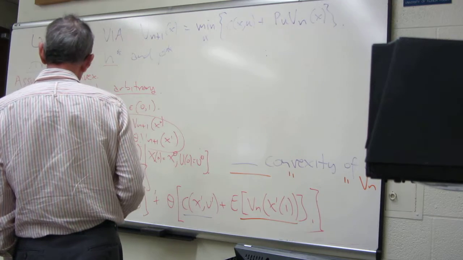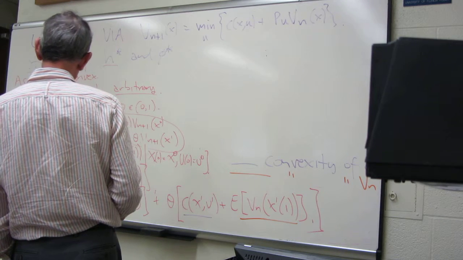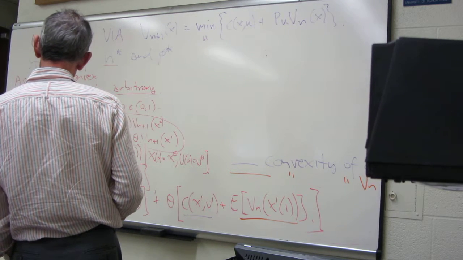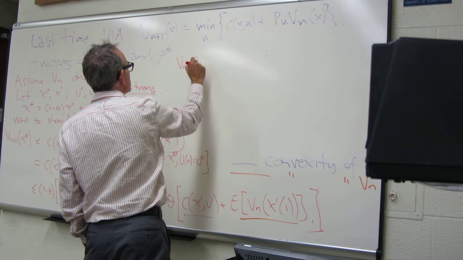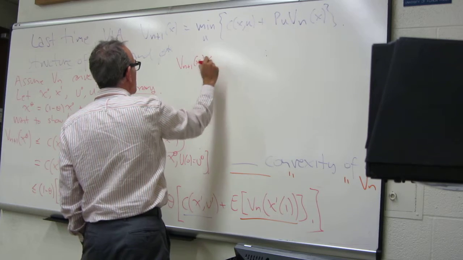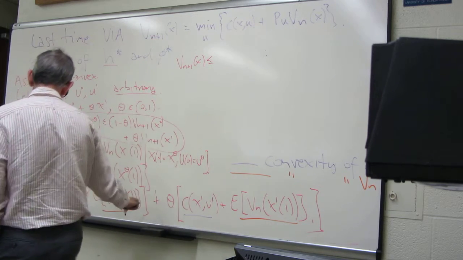All right, so what do we get? We get that this is equal to, we'll keep it as less than or equal to, right? Rewrite this.